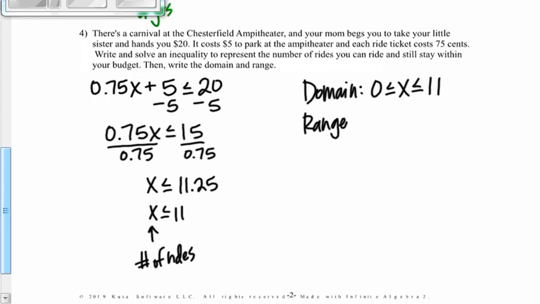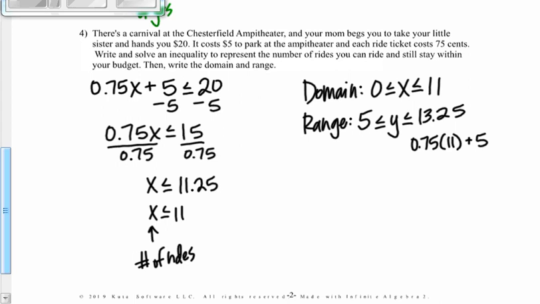For the range, if your little sister doesn't want to ride any rides and you don't either, you still have that $5 parking fee that you would have had to pay. Then you can pocket the $15. Don't do that. All right, so then if it's 11 rides, you have 0.75 times the 11 rides plus 5. So I'm going to plug this in, 0.75 times 11 plus 5, and that gives you 13.25.